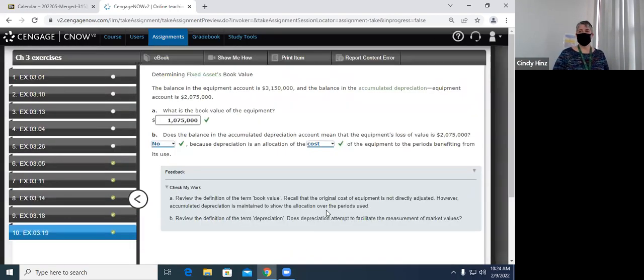It is not, as I already said, an attempt to make the book value on our balance sheet be equal to the fair market value of that asset. It is just the accounting technique to take the cost and allocate it or divide it up over its useful life.